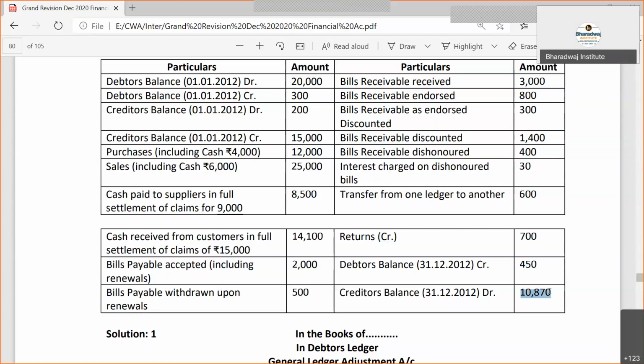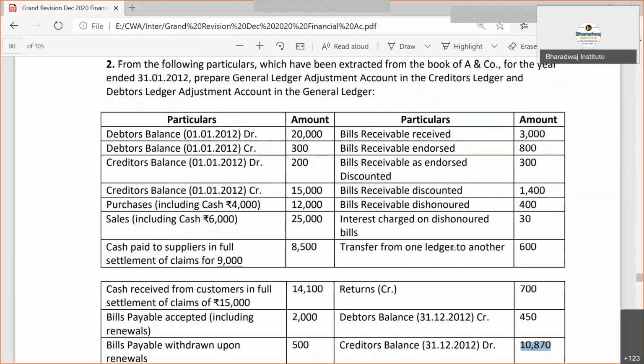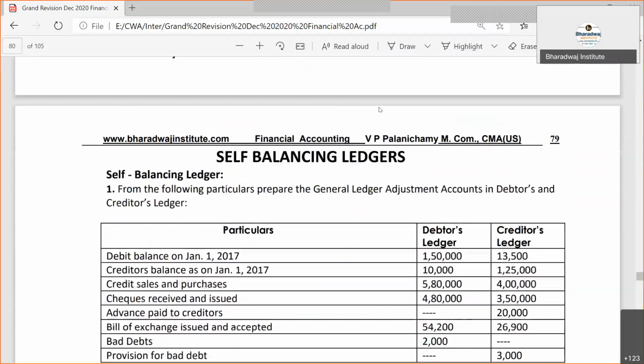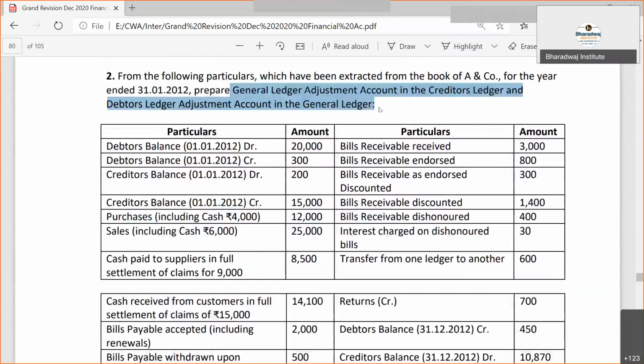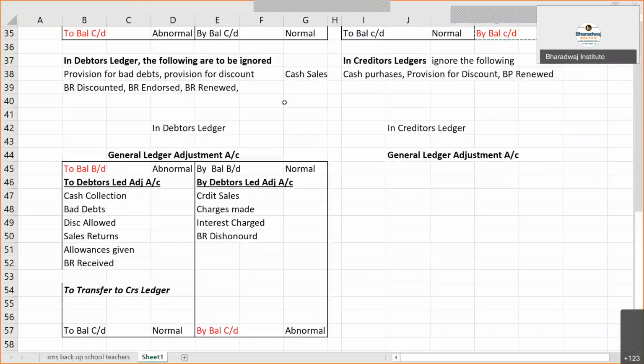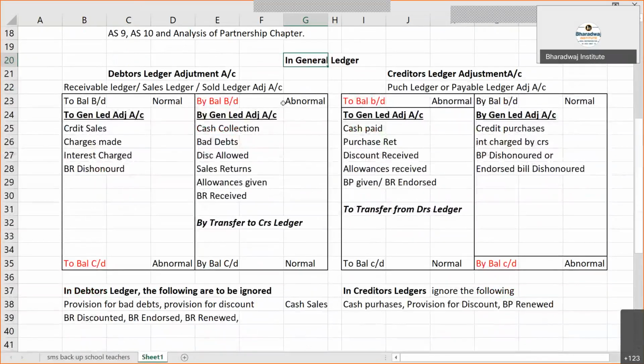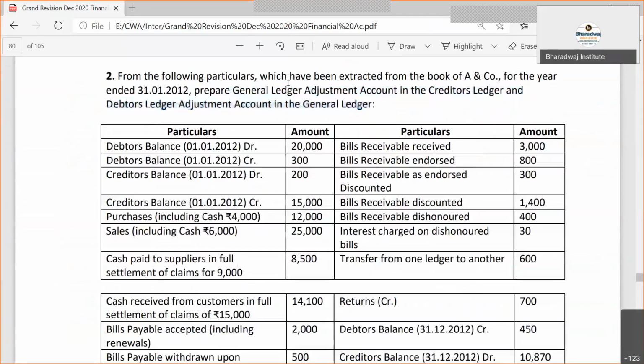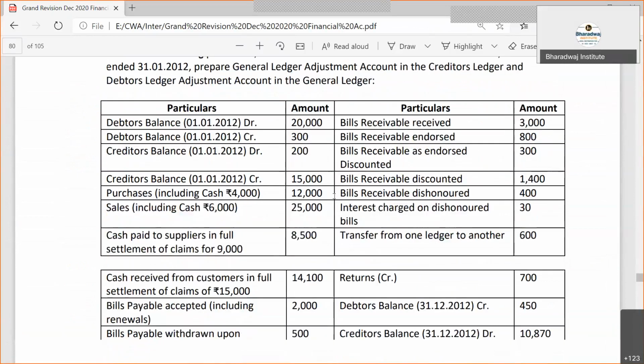Then creditors are given. Okay, the question they've asked is the general ledger adjustment account in creditors ledger and debtors ledger. I've given the solution for the same. What I'm requesting is do this. What is not there in the solution, let us do it in the class. So prepare the question in general ledger. But in the question, they've asked for debtors ledger, general ledger adjustment account, in creditors ledger, debtors ledger adjustment account, like that. The question is asked, for which I have given the solution.